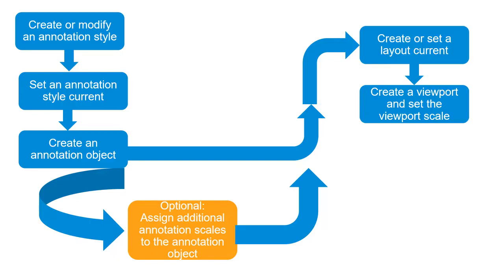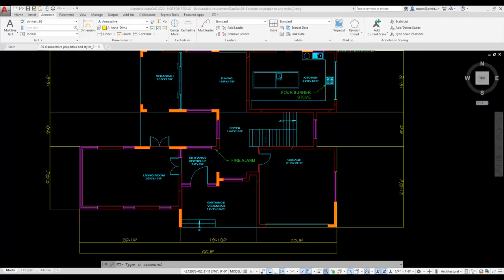It is important to follow a good workflow when using annotation scales. An annotation style means that you have designated the object, whether it is a dimension, text, multileader, or hatch, to use annotation scales. We are working in a floor plan that has dimension, multileader, hatch, and text objects.